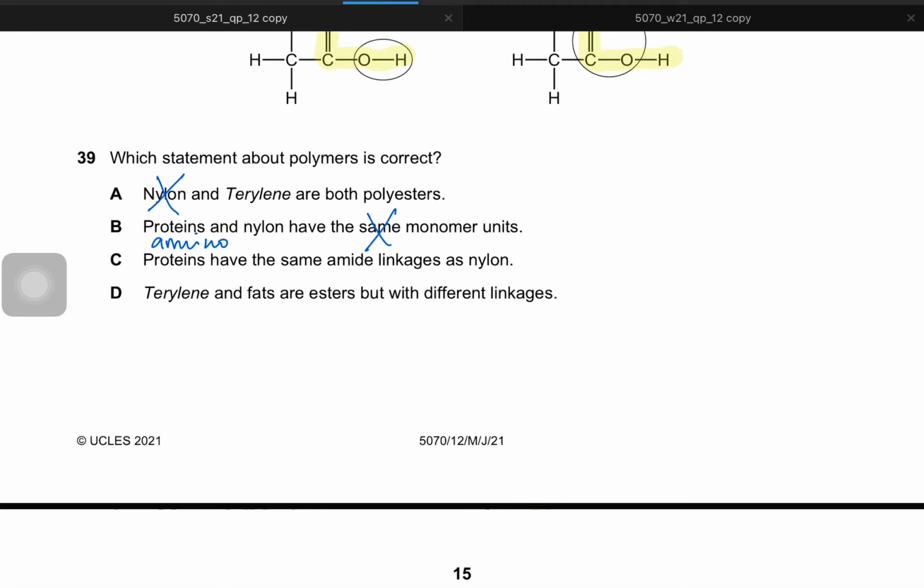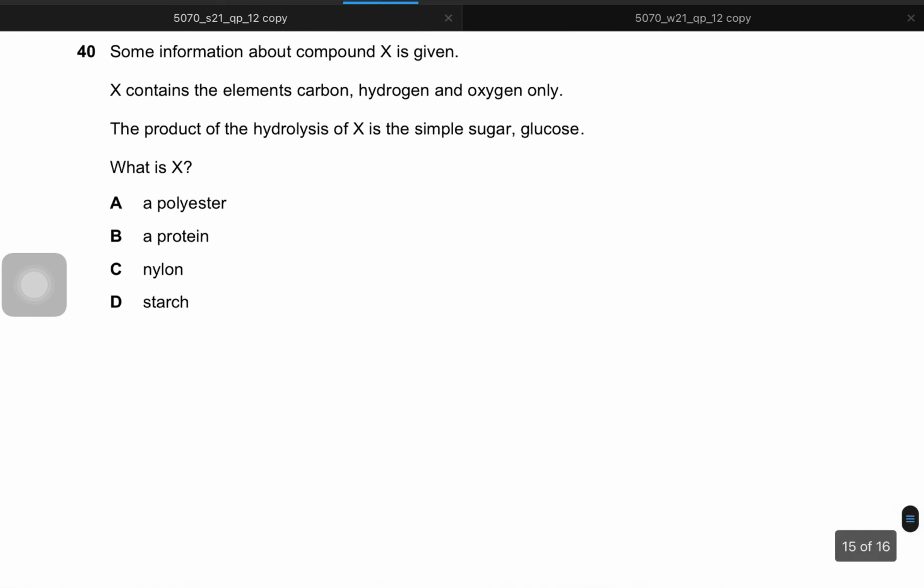Proteins have the same amide linkages as nylon. That is very true. Also known as the peptide linkage. Terylene and fats are esters, but with different linkages. No, sorry. If they are esters, why do they have different linkages? So C for cat is the right answer.